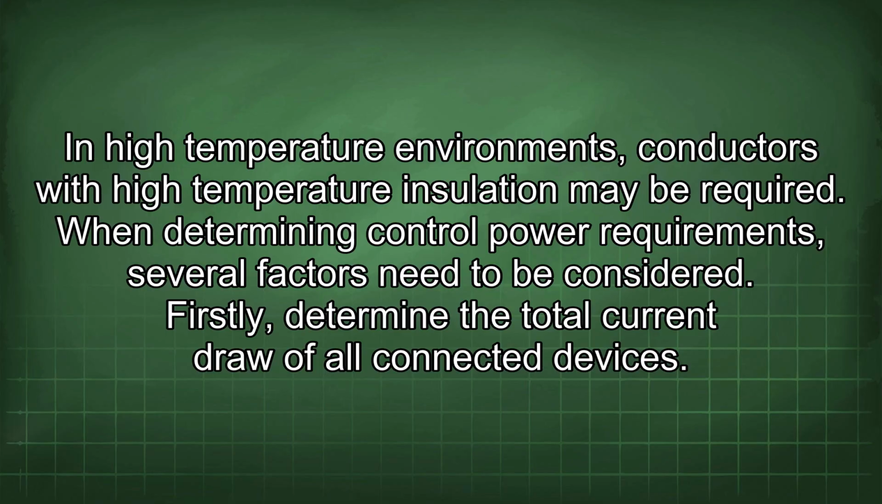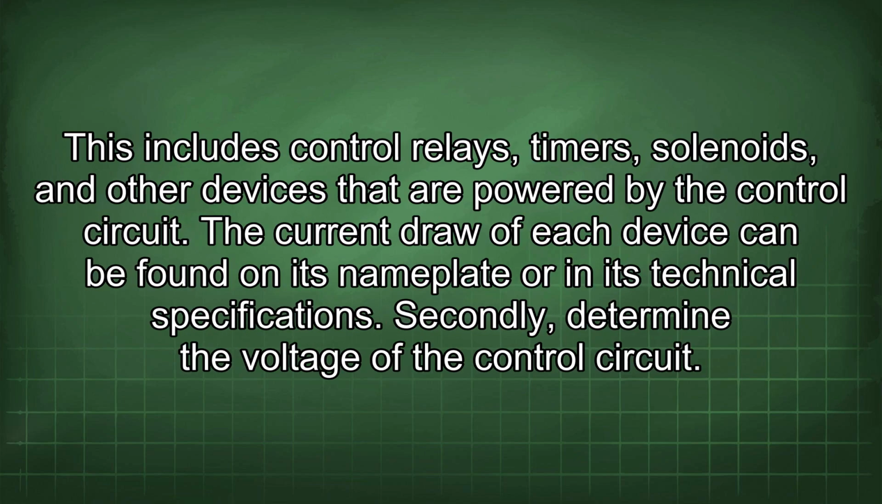When determining control power requirements, several factors need to be considered. Firstly, determine the total current draw of all connected devices. This includes control relays, timers, solenoids, and other devices that are powered by the control circuit. The current draw of each device can be found on its nameplate or in its technical specifications. Secondly, determine the voltage of the control circuit.